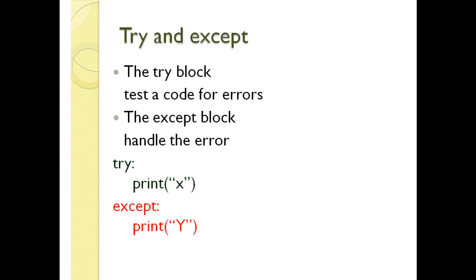Have a look at an example. In other programming languages we have try and catch, where the handling code is placed in the catch block. In Python, we have try and except instead of catch. Try tests a code for errors and the except block handles the error. This is the syntax of try and except.